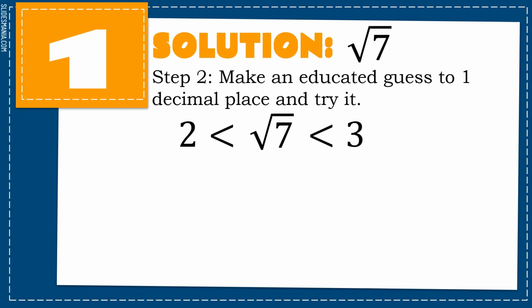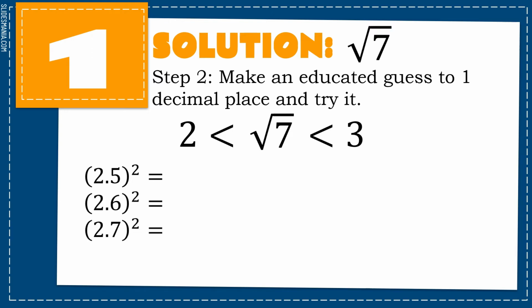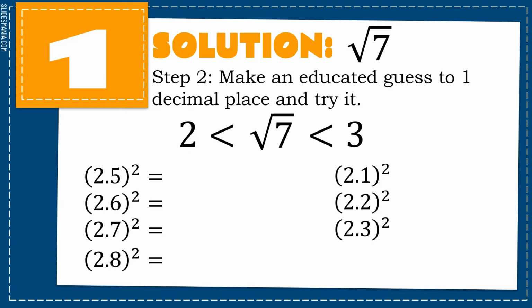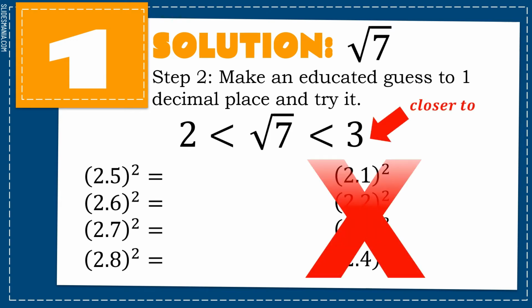For step 2, make an educated guess to one decimal place and try it. Since we know that the square root of 7 is closer to 3 than 2, we then square numbers closer to 3 with one decimal place. These numbers are 2.5, 2.6, 2.7, and 2.8. 2.1, 2.2, 2.3, 2.4 are no longer included in our list because when rounded off, they are no longer equal to 3.